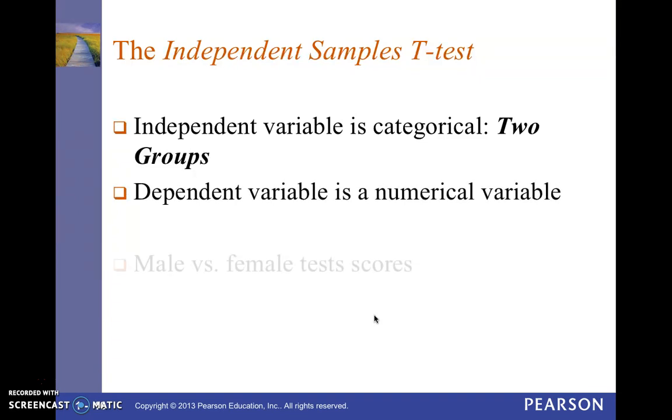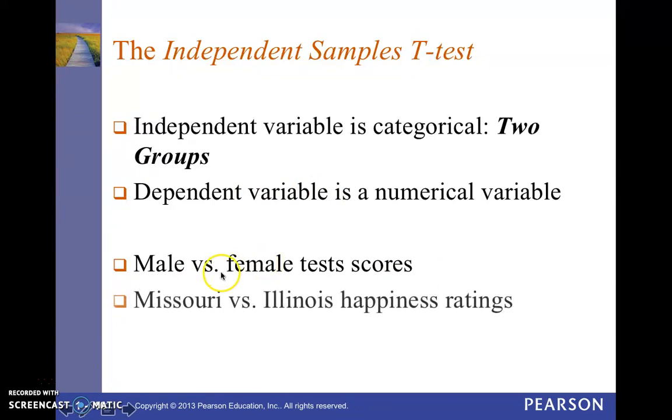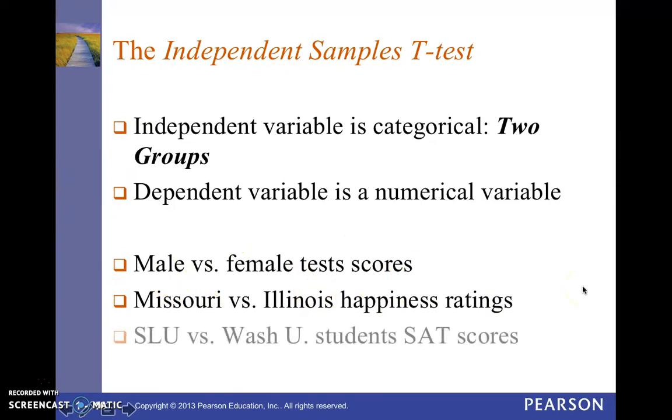Consider these examples: male versus female test score. Clearly, the independent variable would be sex, and our dependent variable is test scores, but notice there are two groups here, male versus female. Same thing, say Missouri versus Illinois happiness ratings. We're comparing people on the Missouri side with people on the Illinois side. Say SLU versus WashU students, comparing their SAT scores. Notice that in both cases, we're comparing two groups with each other on a numerical value. So when you have two groups, you're comparing the means, and you want to use the independent samples t-test.